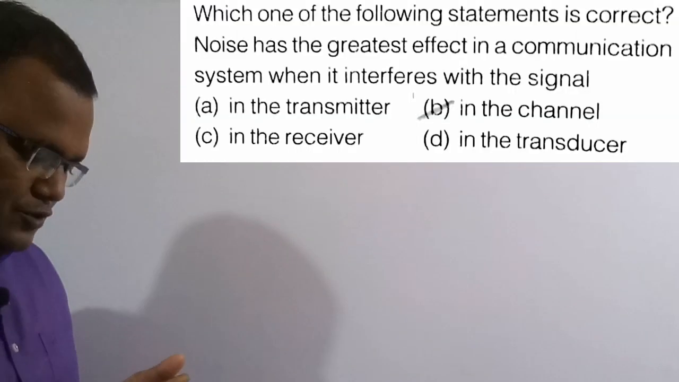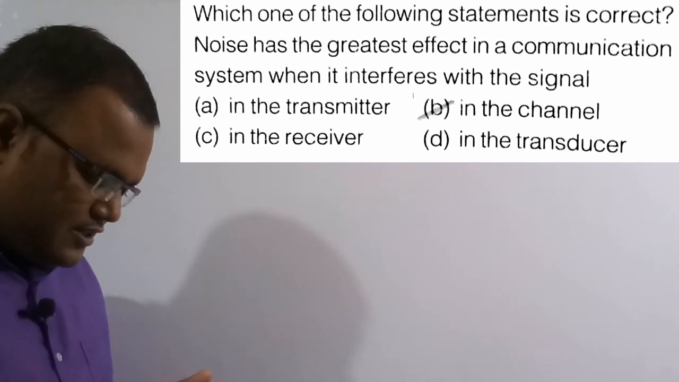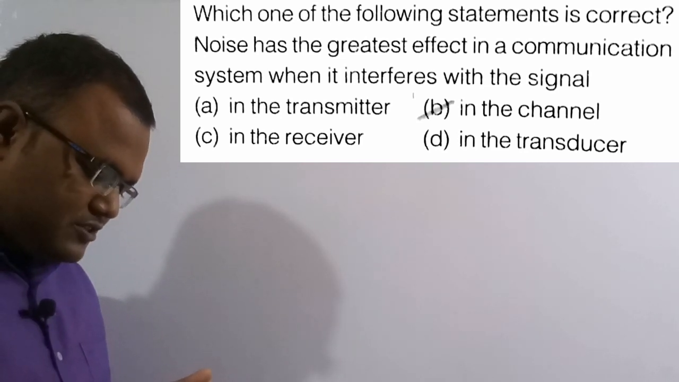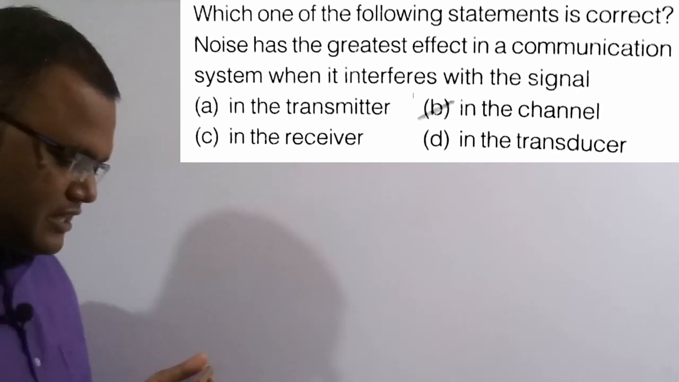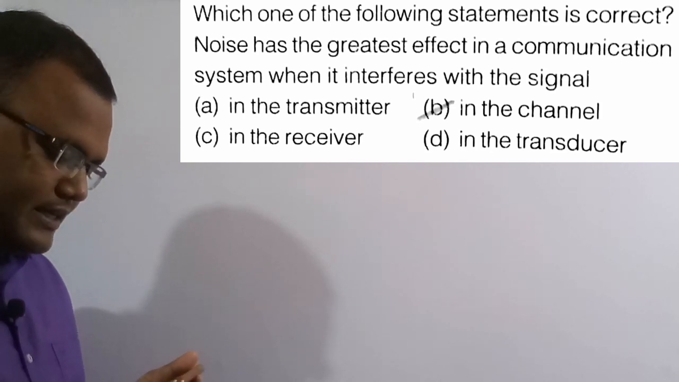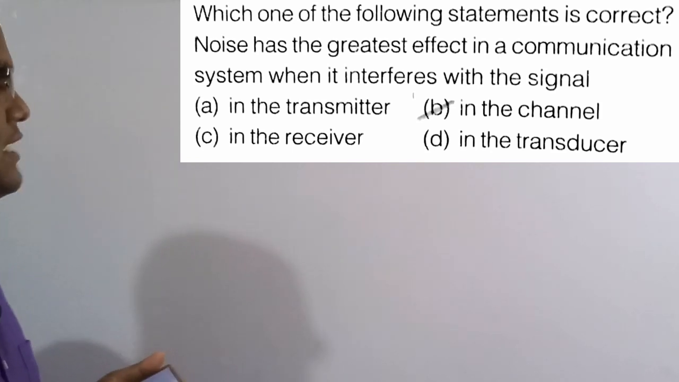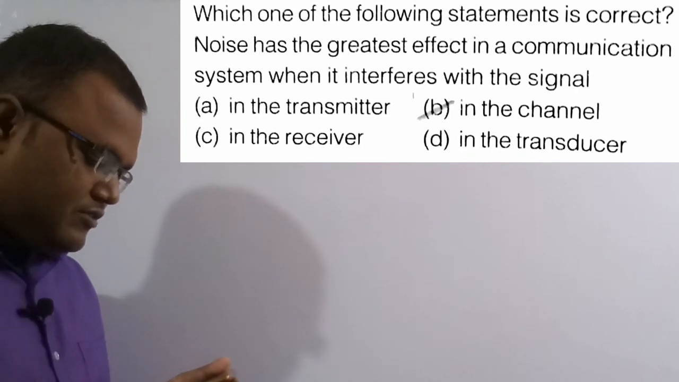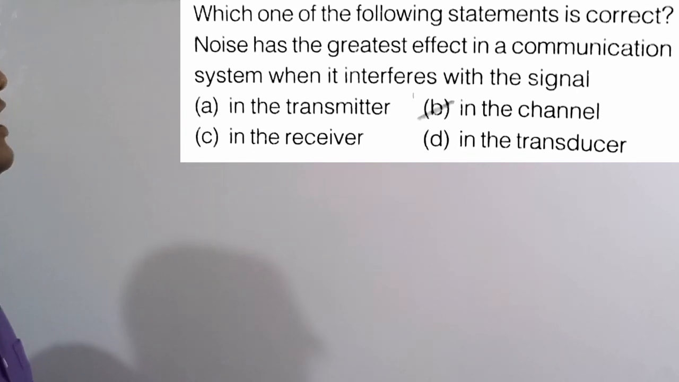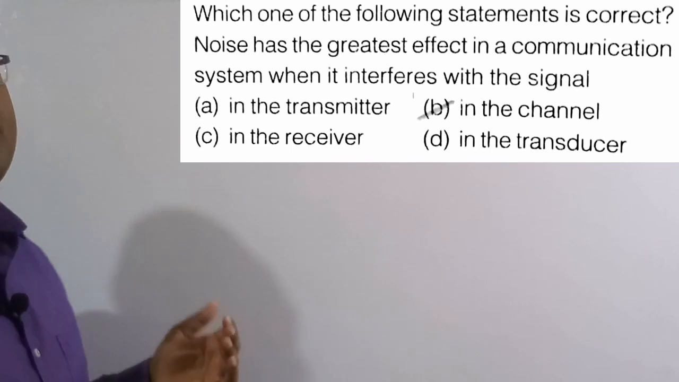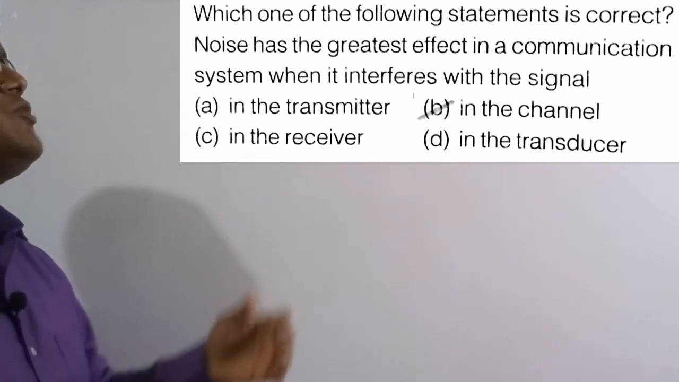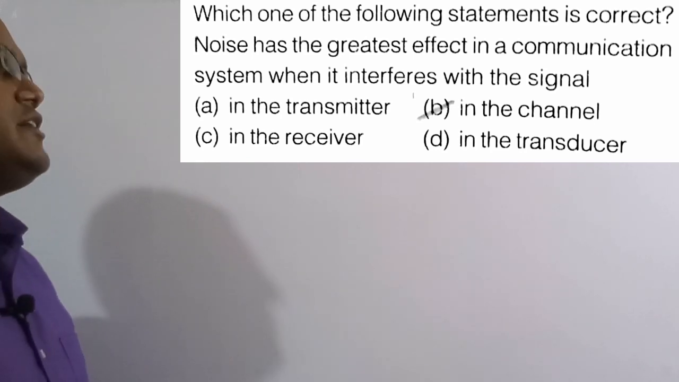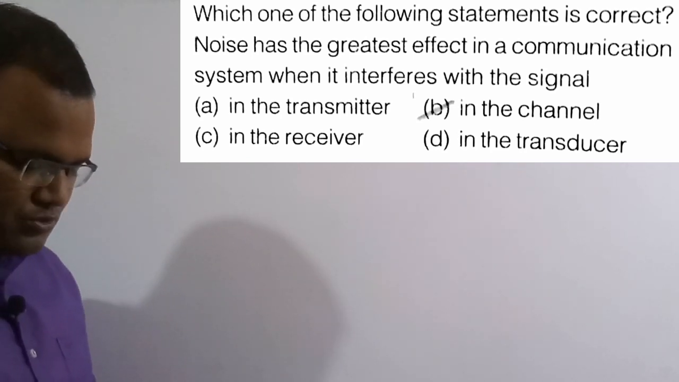Now we are going to discuss the 102nd question. Which one of the following statements is correct? Noise has the greatest effect in a communication system when it interferes with the signal: in the transmitter, in the channel, in the receiver, or in the transducer. Whenever the signal transfers from the transmitter to the receiver, there is a channel. So in the channel there is a high probability of occurrence of noise. So option B is the correct solution of this question.